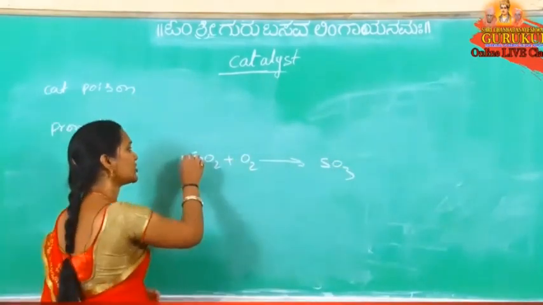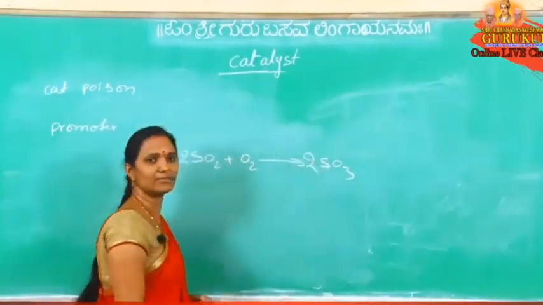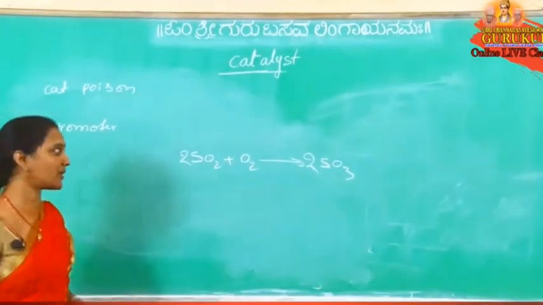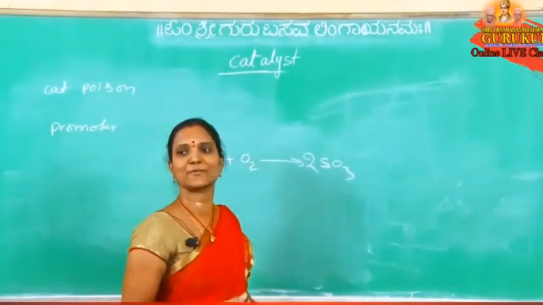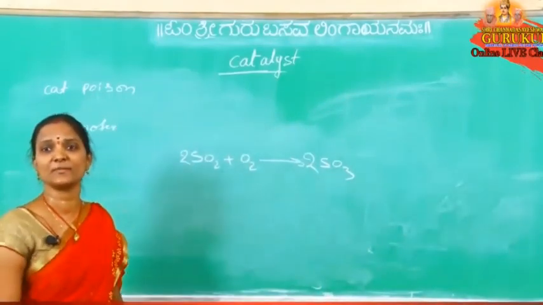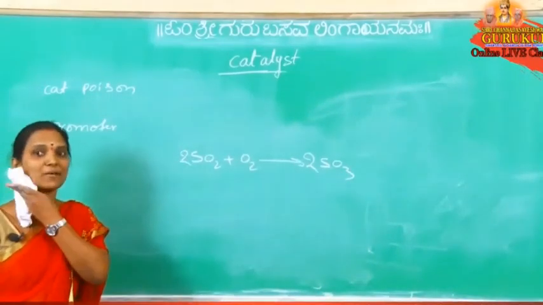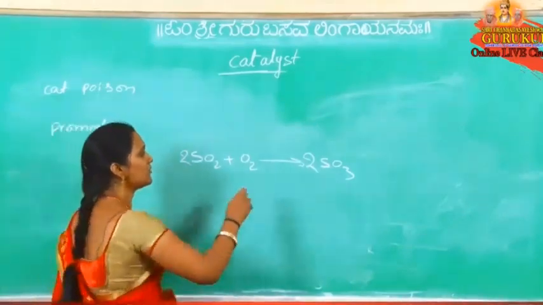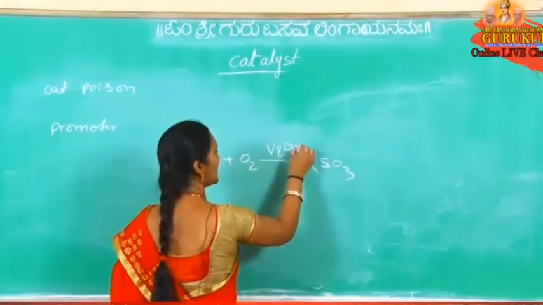Okay. What is this reaction? Where do we use this reaction? This is a combustion reaction, SO2 plus O2 gives 2SO3. This reaction is used in the contact process. In the contact process, what is the catalyst used? V2O5 we can use, or platinum also we can use as catalyst. So V2O5 or platinum we are using as catalyst.